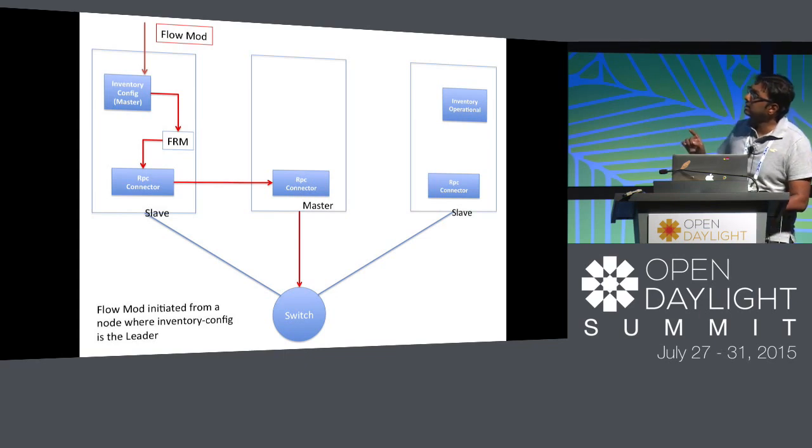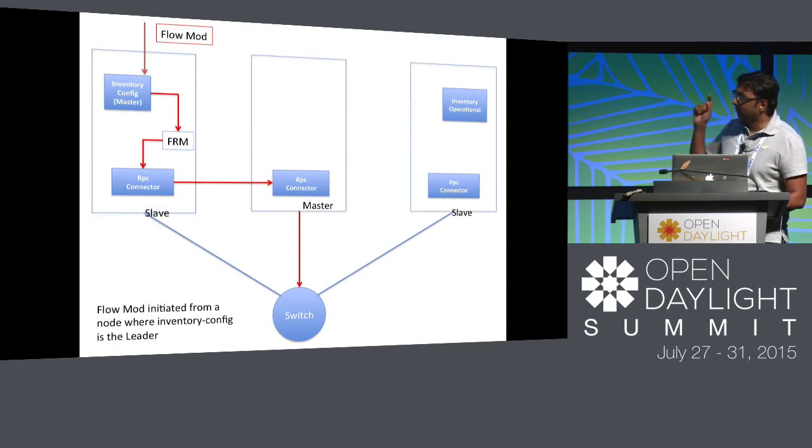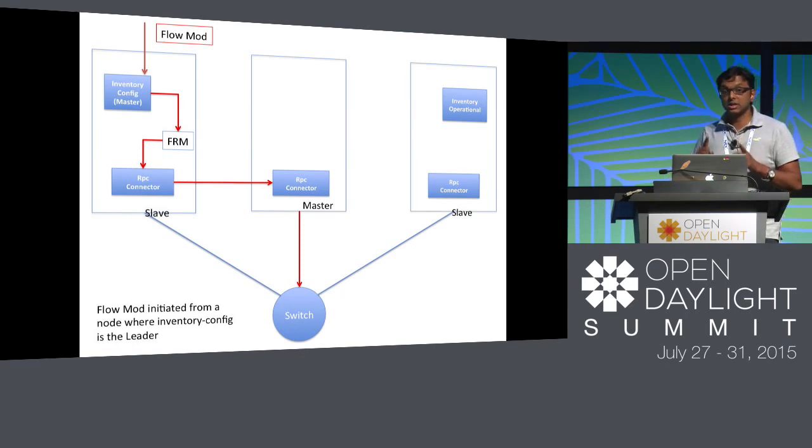So the way it will work is that the flow mod will result in insertion into the inventory config data store master, and from that the forwarding rules manager will get a notification. It will pick it up and try to make a flow mod. It will call an RPC. Wherever the master is, we register the RPCs for the switch only in that node. We deregister the RPCs which are on the slave nodes.